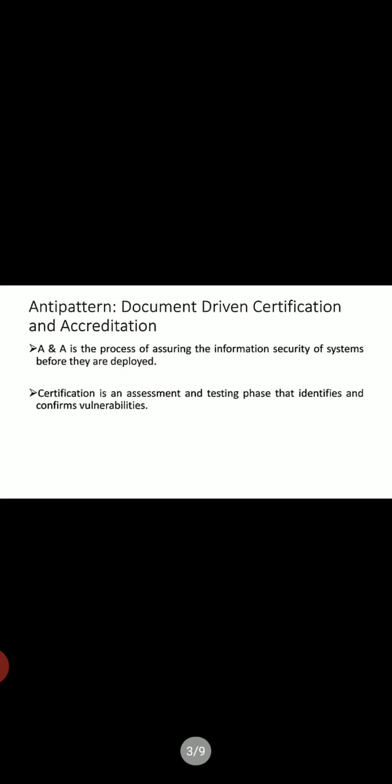Now next is the anti-pattern that is policy driven. We have studied document driven certification and accreditation. Certification is the testing phase that identifies and confirms the vulnerabilities, and accreditation is the process that accepts the risks discovered during certification. Now we'll move on to policy driven security certification that does not address the threats.